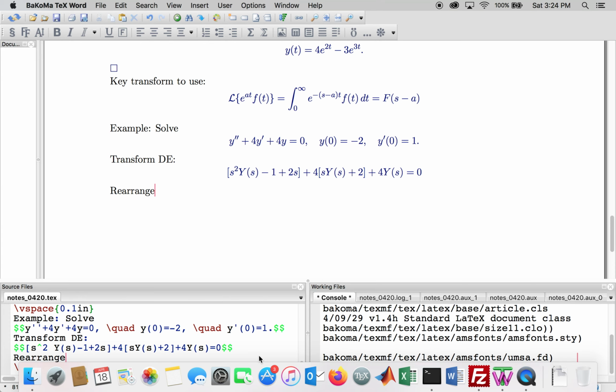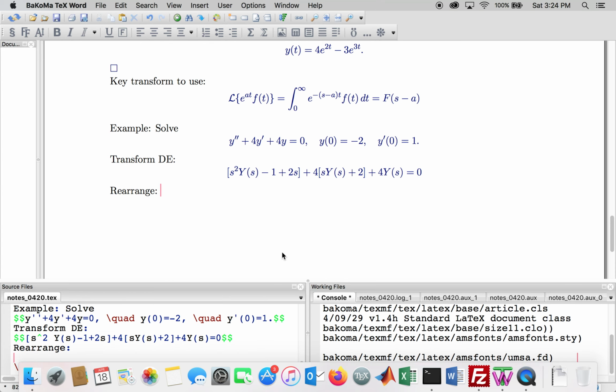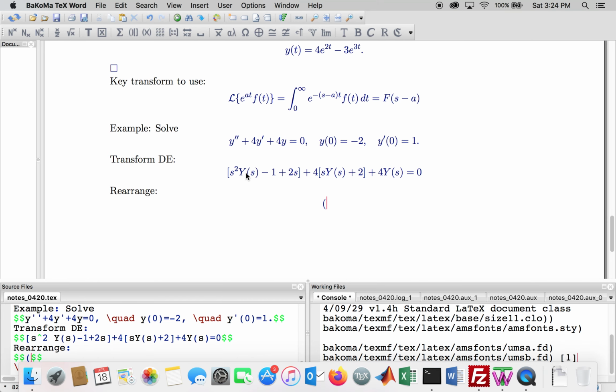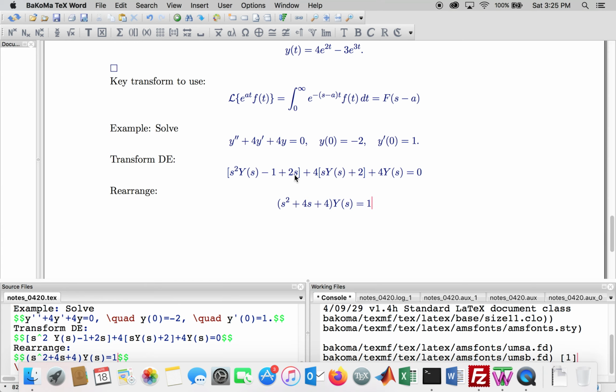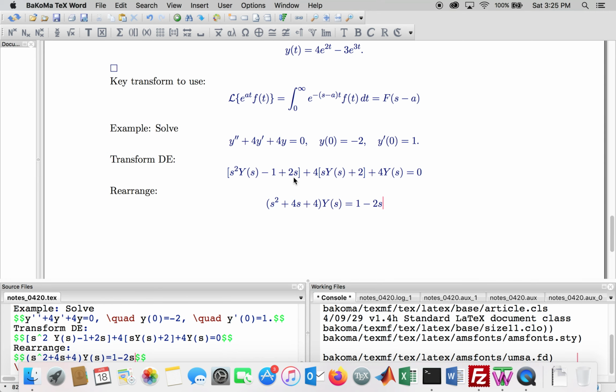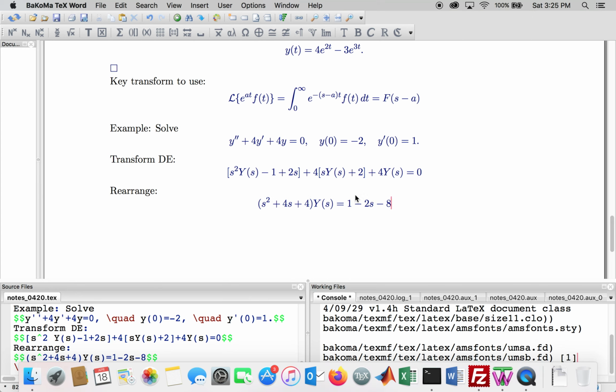Now I'm going to group all the terms involving capital Y of s together. That would be Y of s multiplied by s squared plus 4s plus 4. All other terms go to the other side. I have minus 1, moving it becomes plus 1. I have minus 2s, moved to the other side. And here I have plus 8, which moved to the other side becomes minus 8. Now I can combine these terms: 1 minus 8 gives me minus 7.